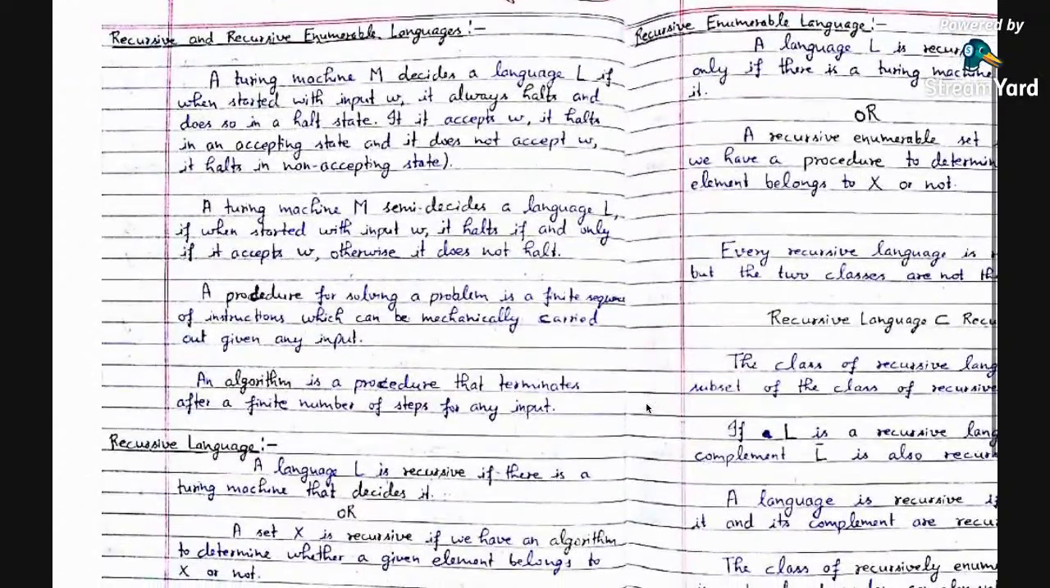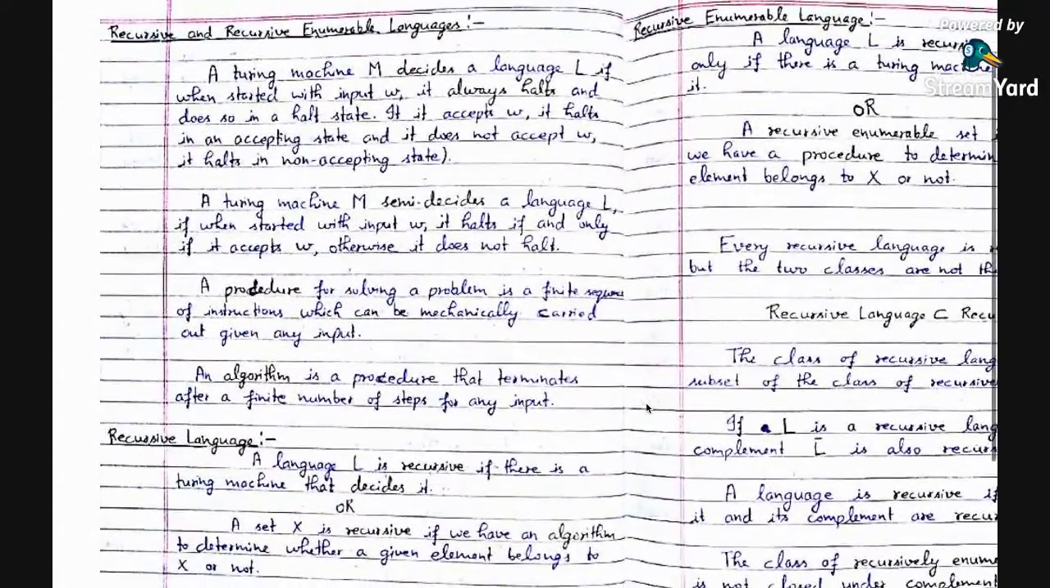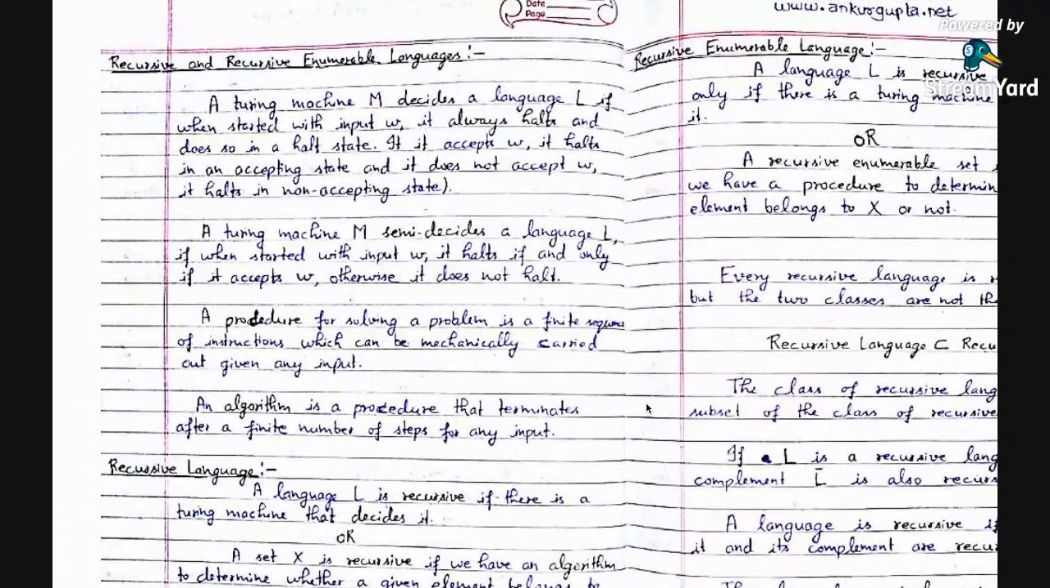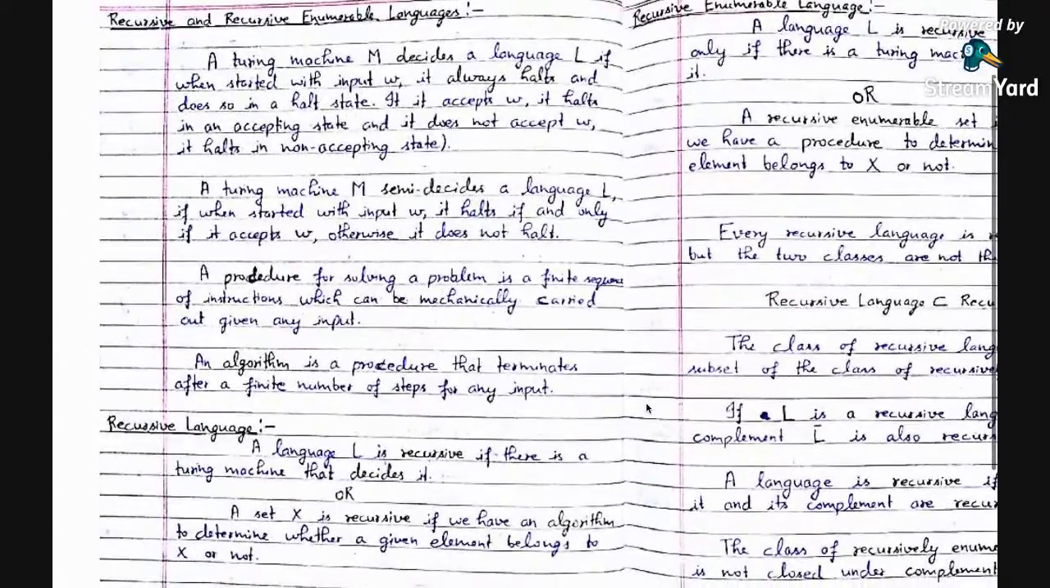Recursive and recursively enumerable languages. A Turing machine M decides a language L if, when started with input W, it always halts, and does so in a halt state. If it accepts W, it halts in an accepting state, and if it does not accept, it halts in a non-accepting state.